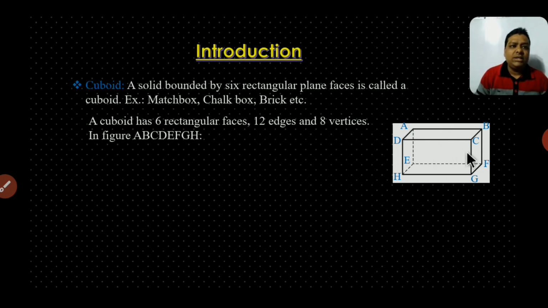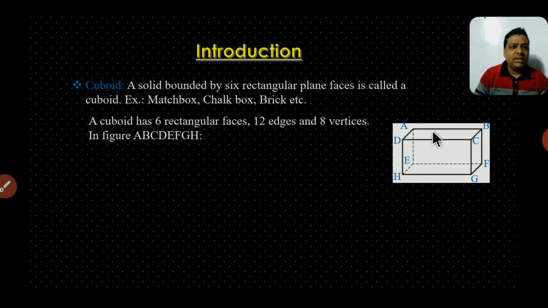It looks like our room. In our room, you can see 4 vertical walls, 1 ceiling, and one bottom, which is our floor.